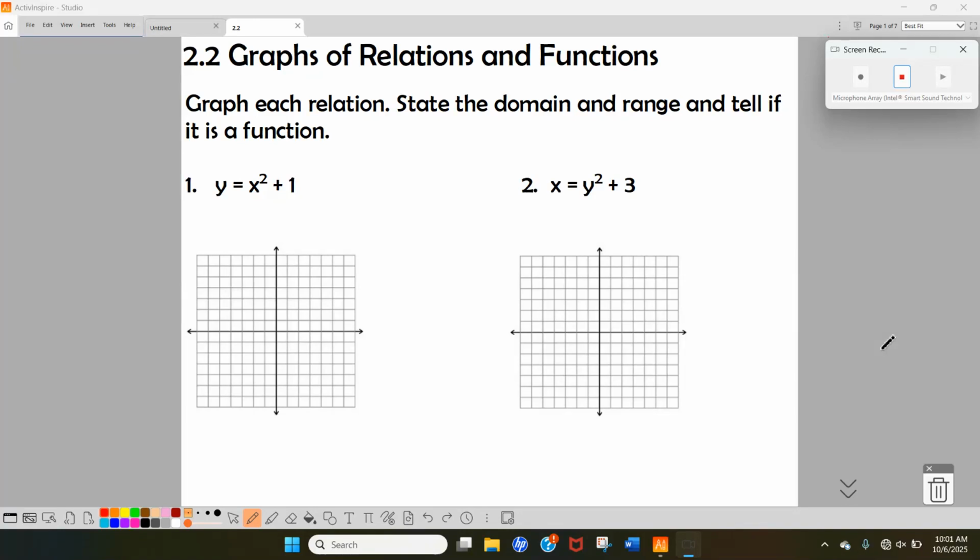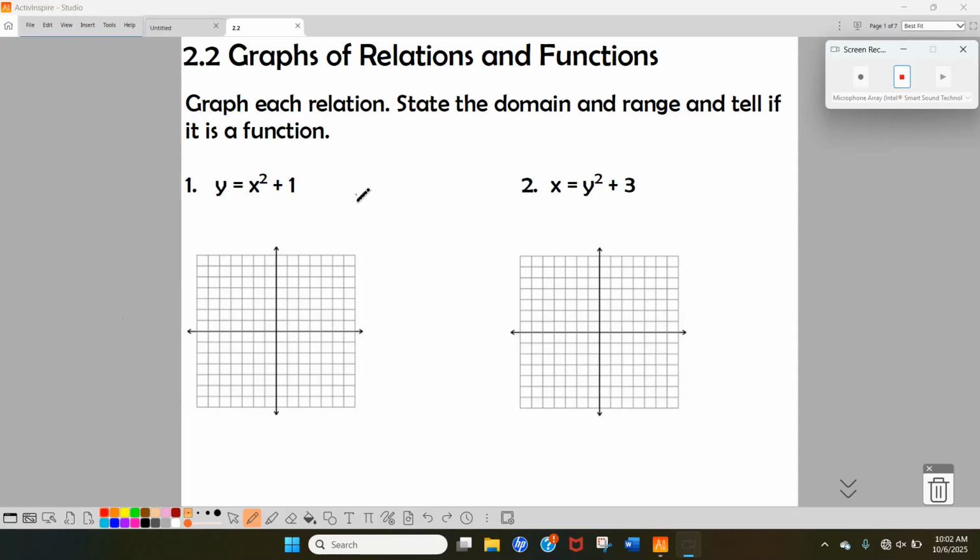All right, 2.2, graphs of relations and functions. We're gonna graph lots of different things, and all we're doing is making a table, giving the domain and range and telling if it's a function. So we're gonna make a table, that's how we're gonna get our points, or we're just gonna kind of know what it looks like on some of them, because that's a little easier. In MathXL, they should set you up a table in most cases.